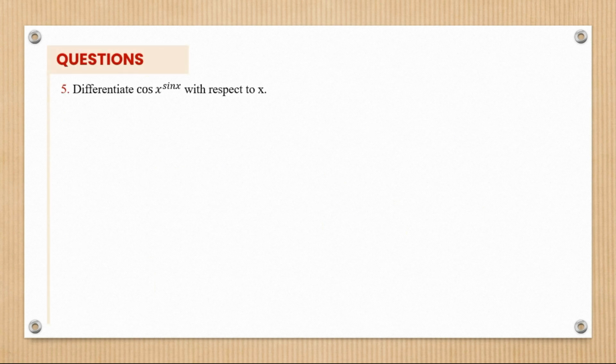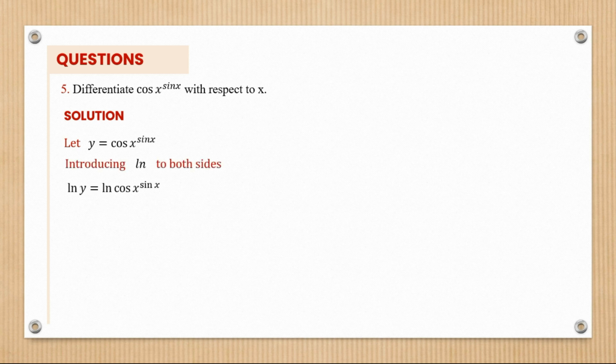Now in number 5, we're being asked to differentiate cos x power sine x with respect to x. Let's look at how we solve that. So we're going to let y be equal to that, and then we're going to introduce ln to both sides. So we'll have ln y being equal to ln (cos x)^(sin x).